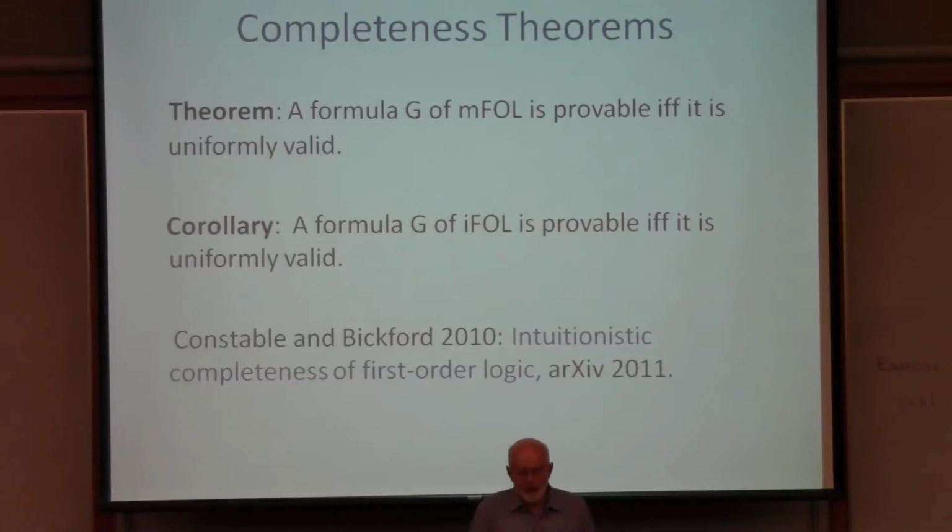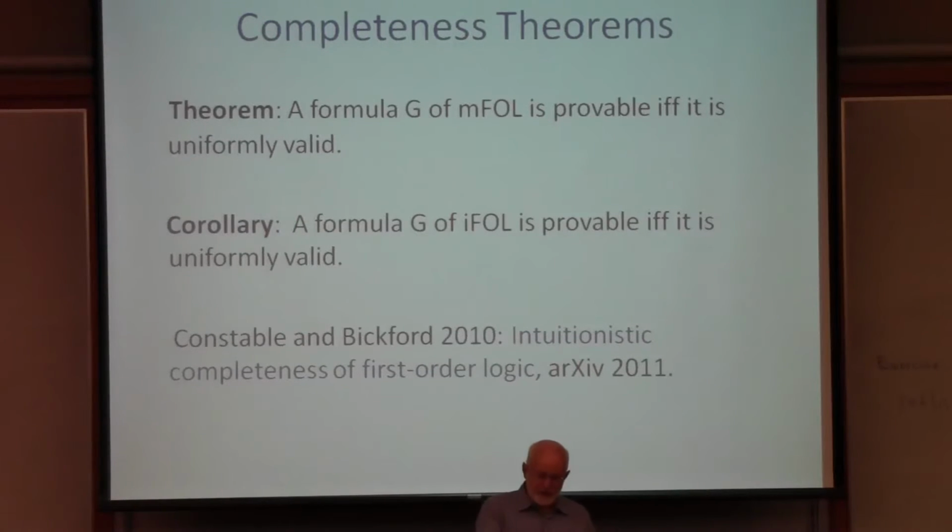All right, so anyway, we at least now have the words to state the theorem, and we'll try to make those words sensible. So the theorem, the corollary, is the thing we're after. A formula G of intuitionistic first-order logic is provable if and only if it's uniformly valid. That's our theorem from 2010. You'll see why we get that as a corollary, and we have to go to something called minimal logic. And I already told you what minimal logic is.